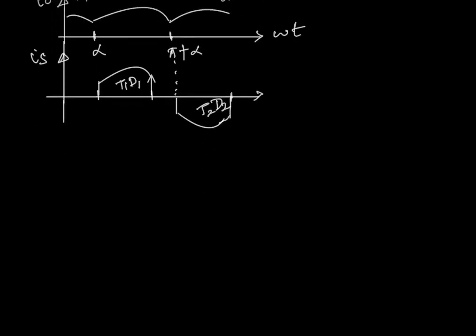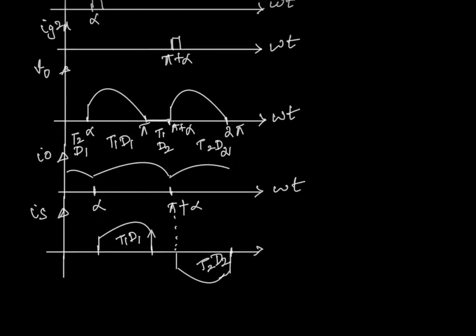Now we can derive the V0 average. We can see here that the output voltage waveform is the same as the output voltage waveform of the single phase semiconverter with R load. The shape of the waveform is similar to that of the output voltage waveform of the single phase semiconverter. So we will get the same V0 average and V0 RMS.